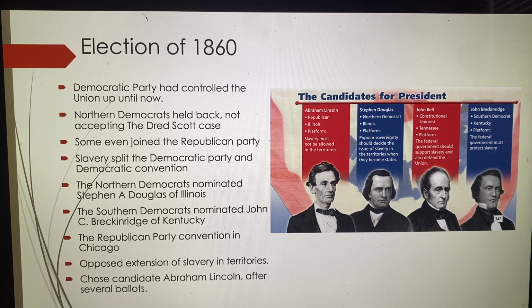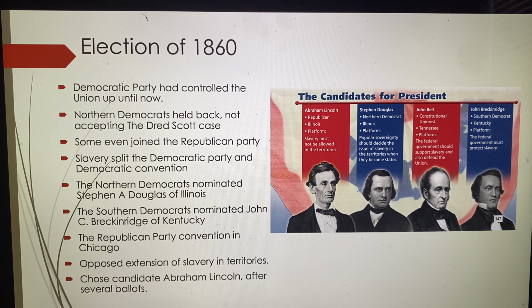The Northern Democrats had held back at this time, though, because they didn't accept the Dred Scott case. Do you remember the Dred Scott case? Basically, Dred Scott was a slave whose slave owner had brought him into the North, and he had lived in the North with his slave owner, and his slave owner died. Well, since he was in a free state, such as Wisconsin and Illinois, Dred Scott felt that he should be free. And so he sued to say that he should be a free man instead, since he was living in the North.